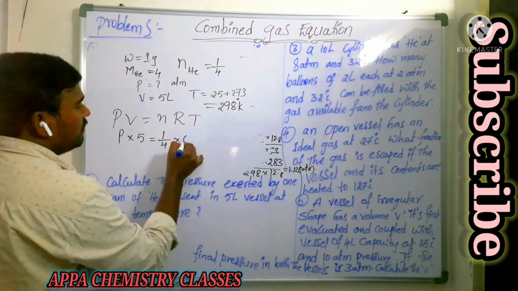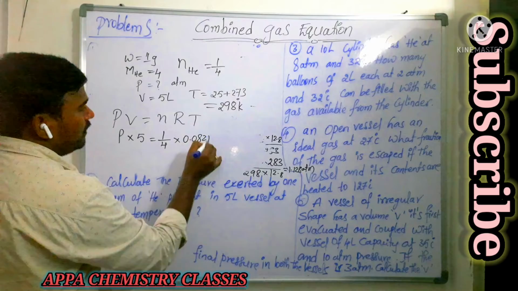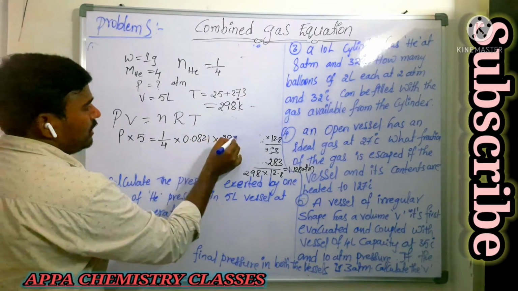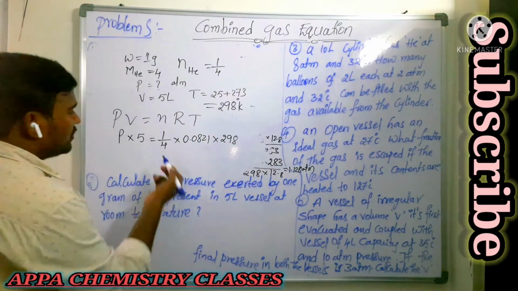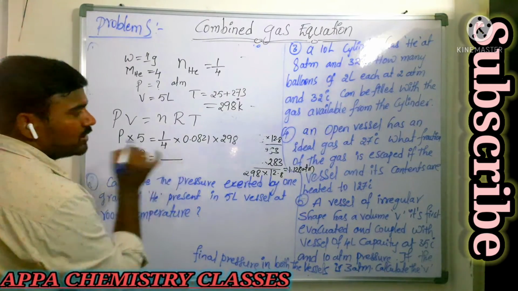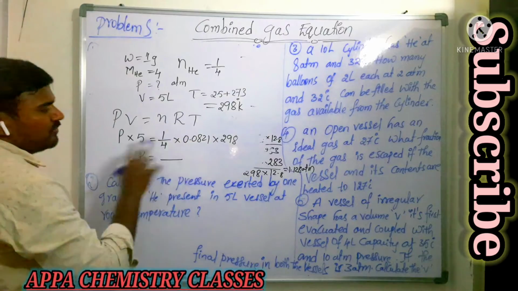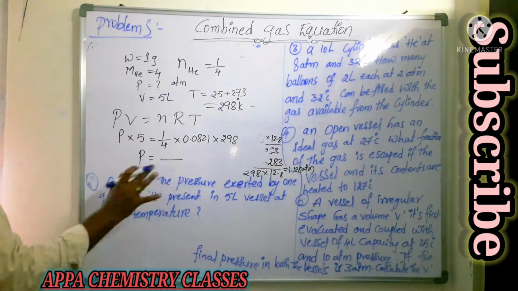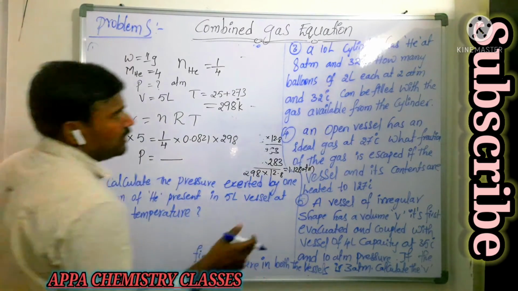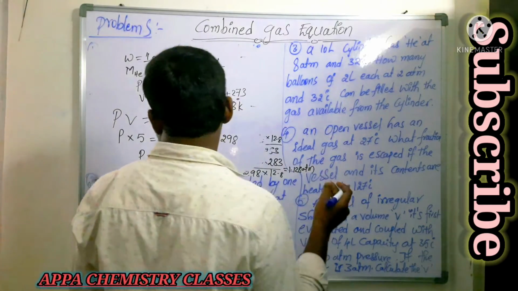So you have to take the R value as 0.0821 and the temperature as 298. You do this calculation and you will get the pressure. Is that clear everyone? So you take it as a round figure and do the calculation, and you will get the exact pressure. Okay, so next we are going to see the third question.